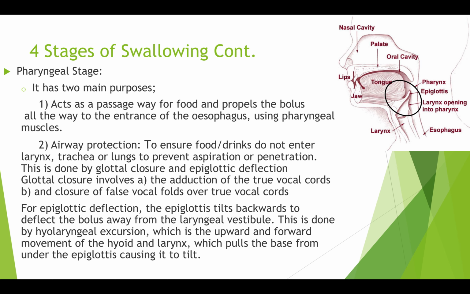Glottal closure involves the adduction of the true vocal cords and closure of false vocal folds over true vocal cords. For epiglottic deflection, the epiglottis tilts backwards to deflect the bolus away from the laryngeal vestibule. This is done by hyolaryngeal excursion, which is the upward and forward movement of the hyoid and larynx, which pulls the base from under the epiglottis, causing it to tilt.